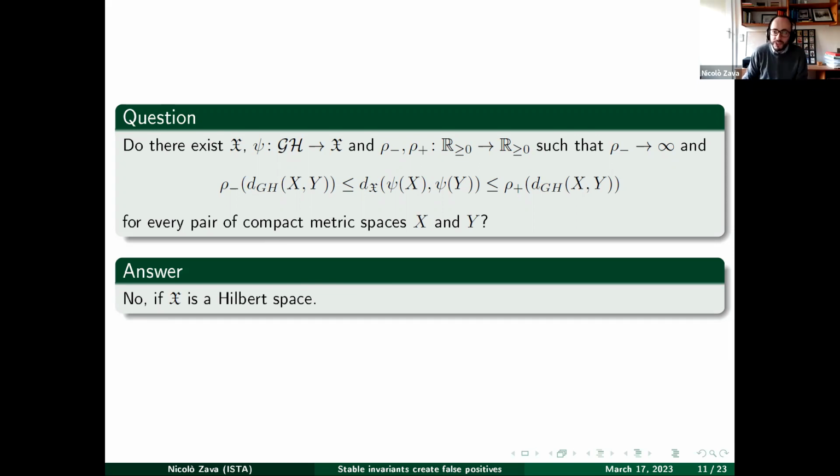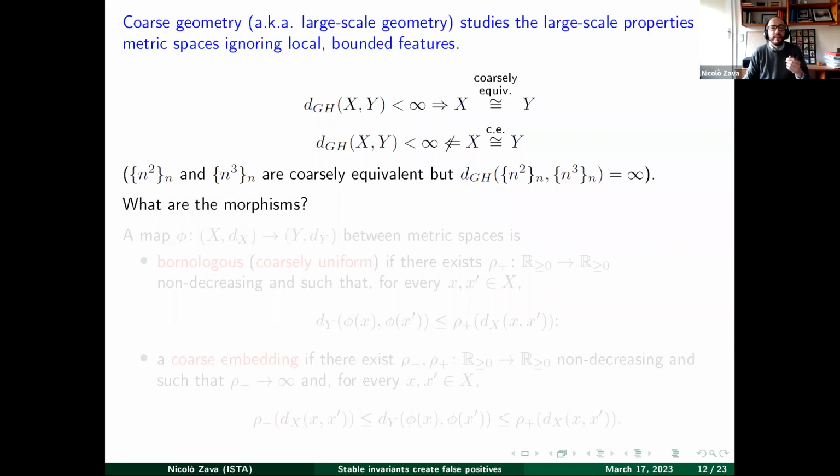How can we prove such a thing? We need to use tools from coarse geometry. Coarse geometry is a branch of metric geometry that studies the large-scale properties of spaces, ignoring small local perturbations, small variations of the spaces.